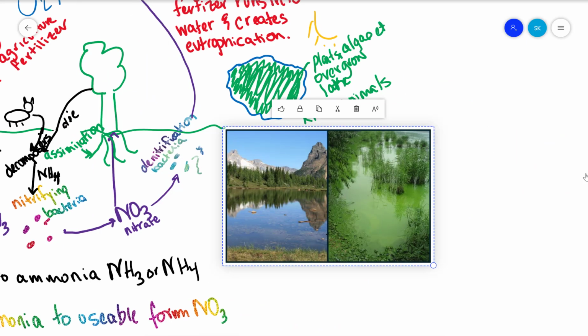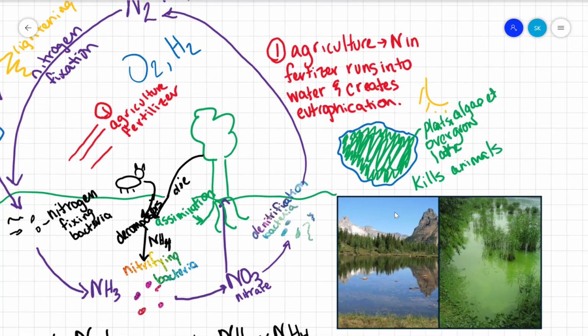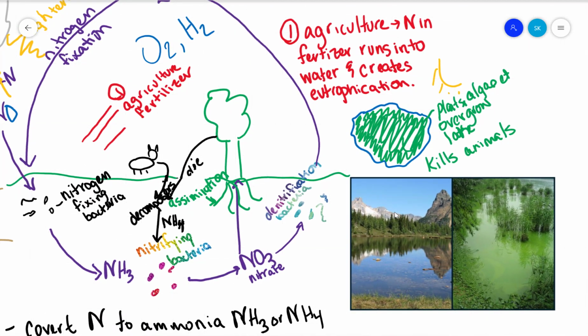So I just put a picture in here so you could see. This is a normal lake, an oligotrophic lake, what we would call one that has some nutrients but not a ton, lots of sunlight. And this is a eutrophic lake. So you see plants have overgrown, algae have overgrown, and so underneath you're going to find a whole bunch of dead animals.